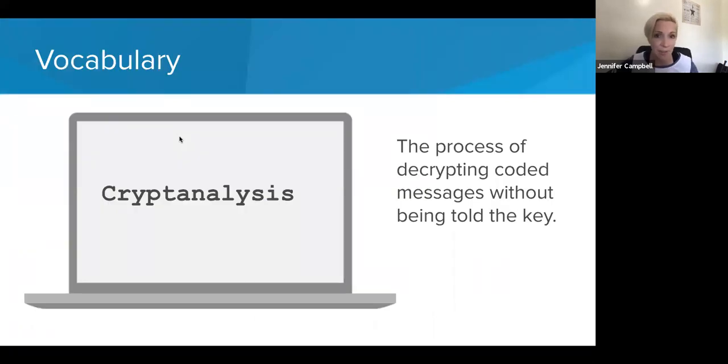All right, so here's your second vocabulary word. You want to write this down as well. Cryptanalysis. Now this is a position, a job that you can get. There's a lot of cryptography careers that you can go into. Cryptanalysis is the process of decrypting coded messages without being told the key. You might think, why would you want to do that, because we have the keys in place. But there are a lot of people who work in cryptography to try to crack things so that we can protect them. I would try to crack your code, and if I can, I would tell you so that you could protect it better. So there are people who are paid to crack codes.